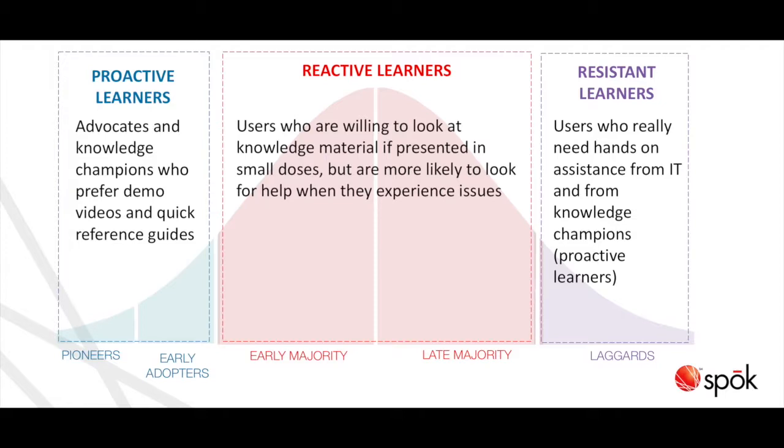So in order to accommodate the different learning styles across different environments, we tend to see the best results with a three-pronged approach toward delivering knowledge to the organization. One is to provide documentation, and the proactive learners and to some extent the reactive learners will really take advantage of documentation in the form of FAQs, quick reference guides, quick how-to videos, and tips and tricks. These can be really helpful for proactive and reactive learners.